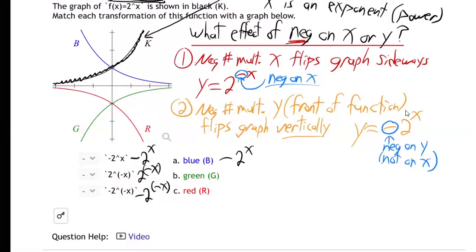So that minus sign, is that an x or a y? That's a y. This minus sign, it's on y, vertical flip. Which graph has simply been flipped vertically? Remember, starting with this is the original. Yeah, I hope that's becoming clear to you.